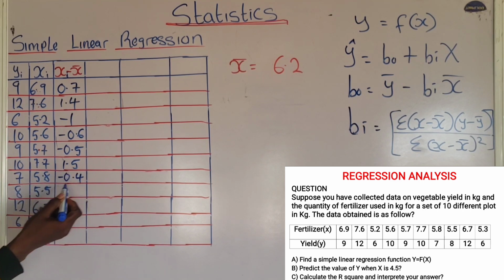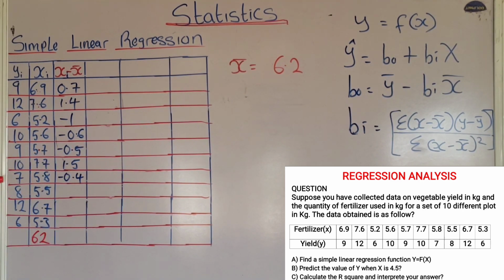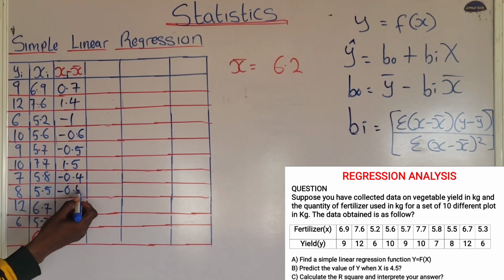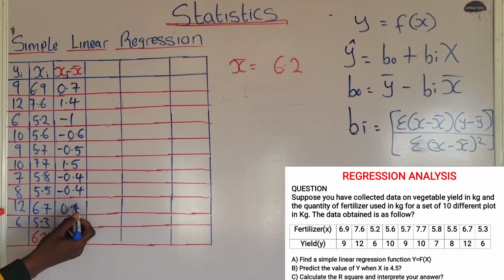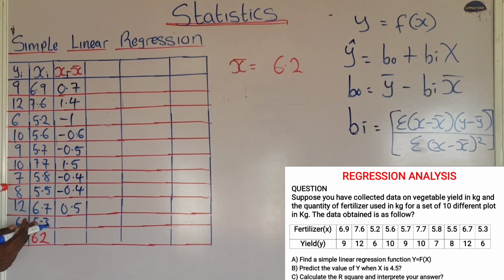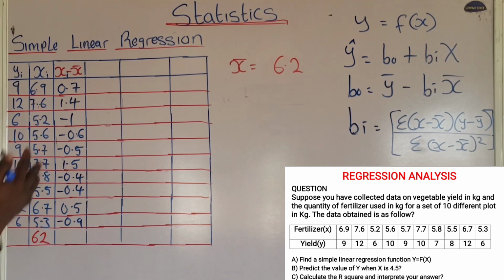Minus 0.4. Then 5.5 minus 6.2, that will give us minus 0.7. Then 6.7 minus 6.2, that is 0.5. 5.3 minus 6.2, that will give us negative 0.9. Okay, so these are the values of the difference between the individual x and the mean value of x. These are the values that I got.